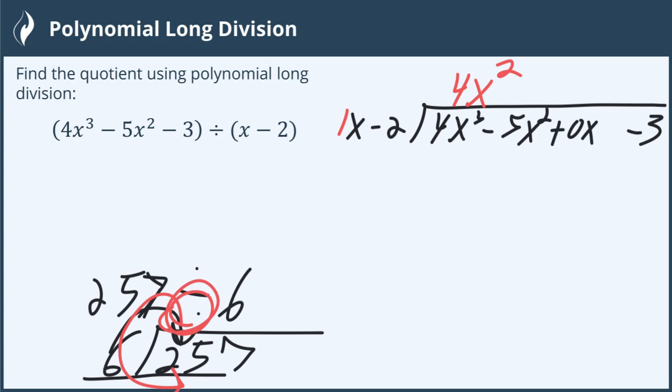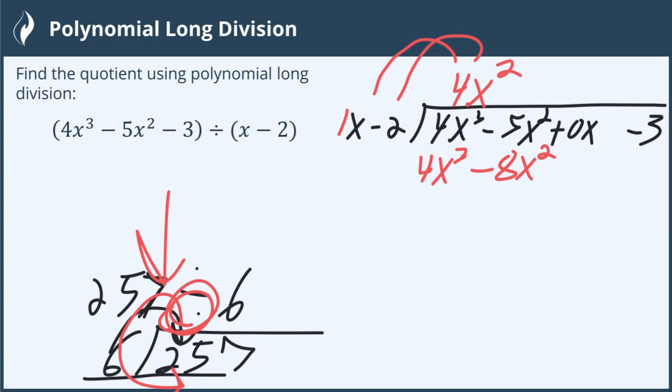Now that's a monomial times a binomial. So 4x squared times x is 4x to the third. It's got to match up. That term has to match up. 4x squared times minus 2 is minus 8x squared. Now in long division before down here, you would subtract. You know, like after you wrote down 6 times 4 would be 24.